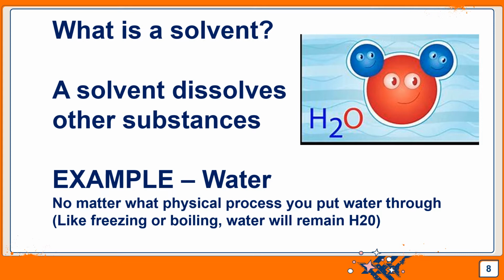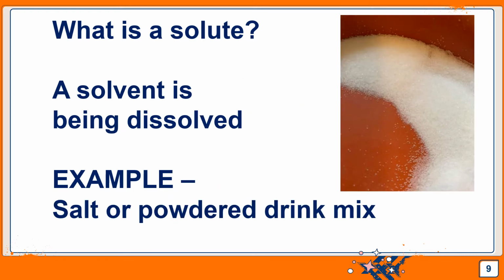Water is made up of 2 different elements from the periodic chart. No matter what physical process you put water through, like freezing or boiling, water will remain H2O. What is a solute? A solute is what is being dissolved by a solvent. Example, salt or powdered drink mix is a solute.